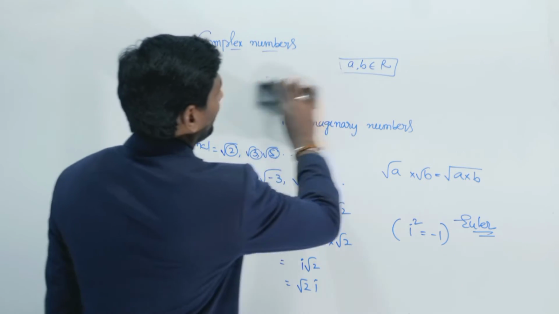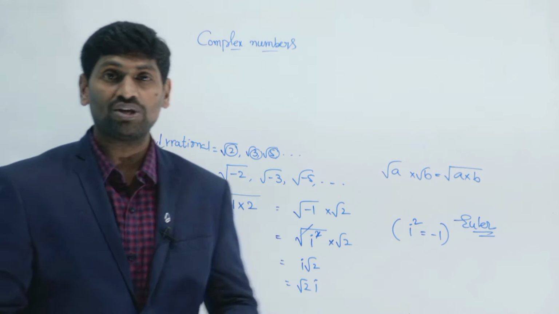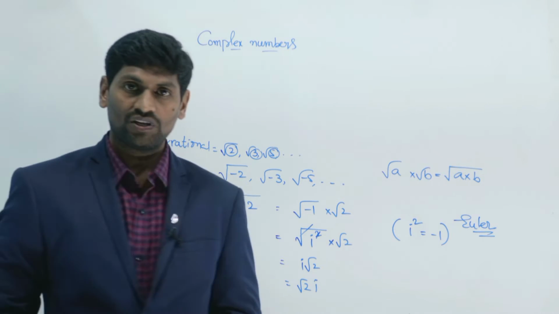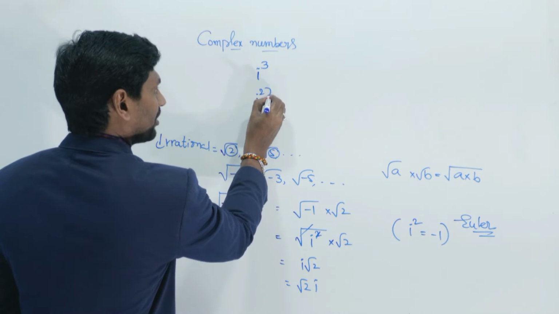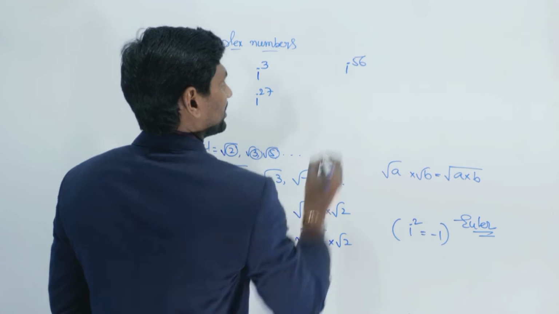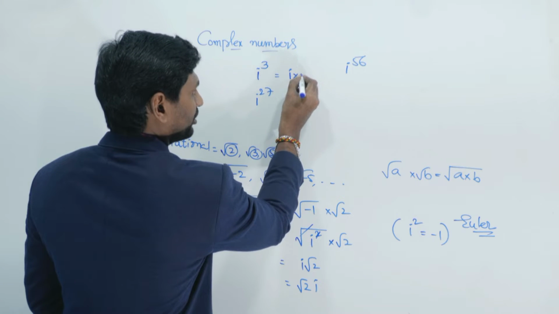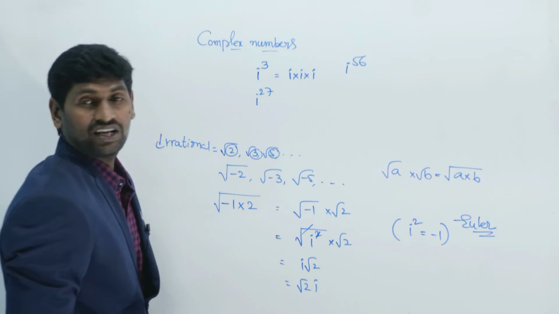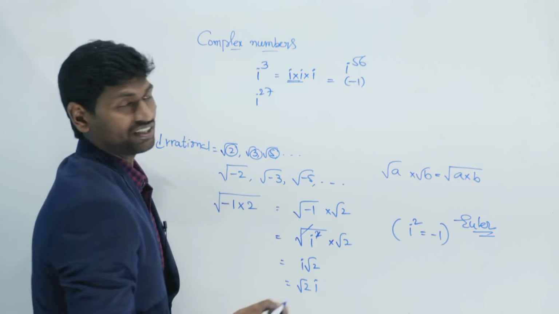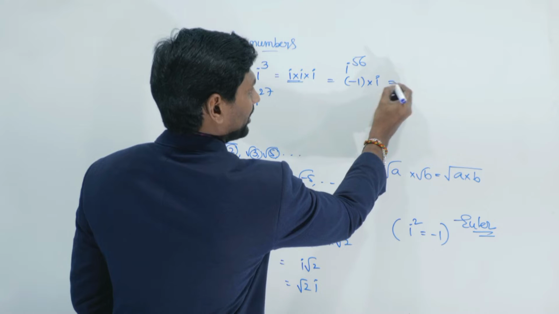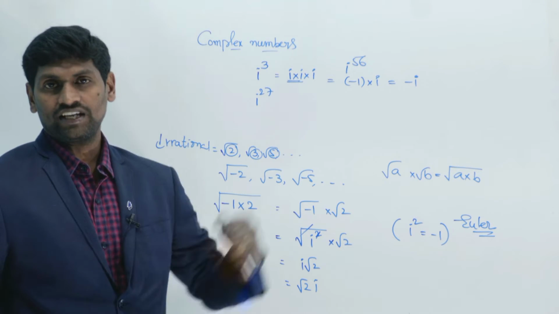What is the value of i cube? What is the value of i power 27? Let us see that also. So i cube value, or i power 27, i power 56 like this. i cube is nothing but i into i square. In the place of i square, I can write minus 1 into i, which is minus i. So i cube value is minus i.